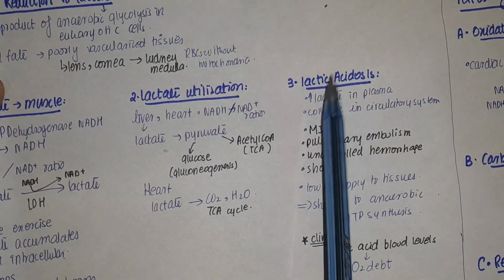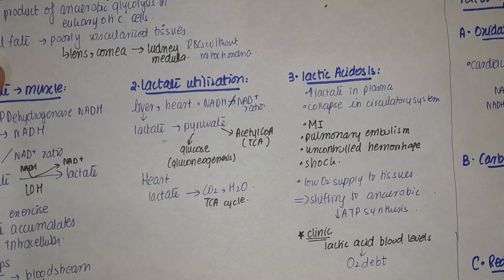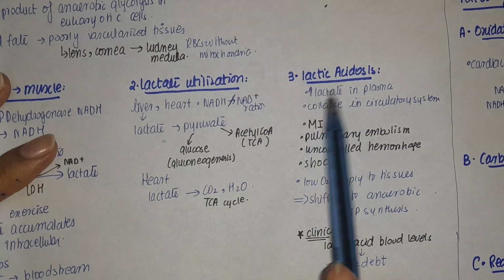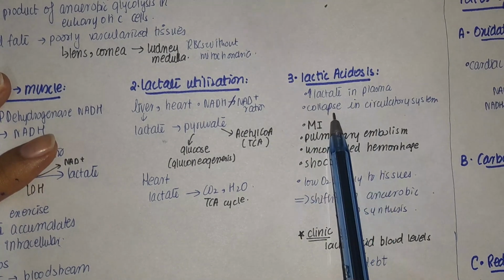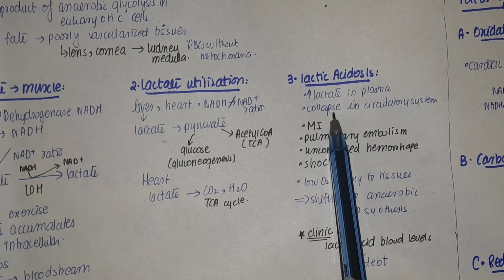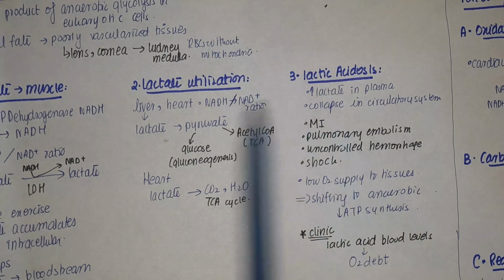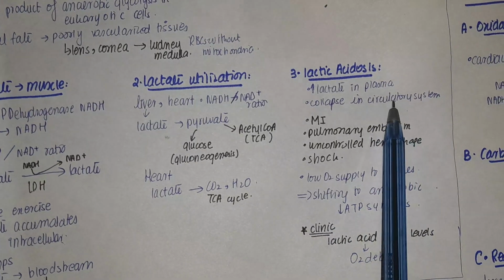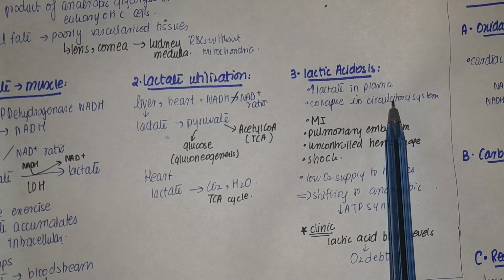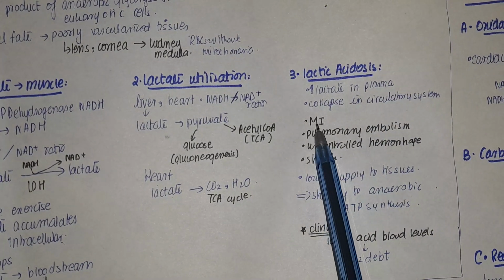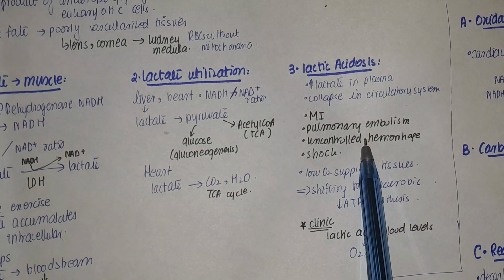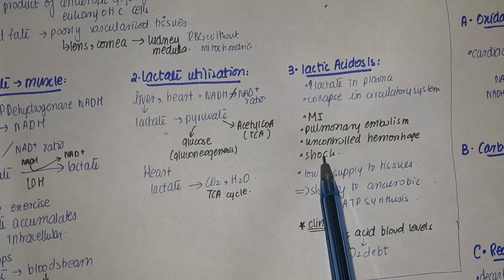What is lactic acidosis? It is the same thing: whenever lactate increases in your body, or lactate is increased in the plasma. This was the normal situation, like in running muscles, but it happens mostly when there's a shutdown of the circulatory system, when you have myocardial infarction, pulmonary embolism, uncontrolled hemorrhage, excessive blood loss, or shock. What happens?